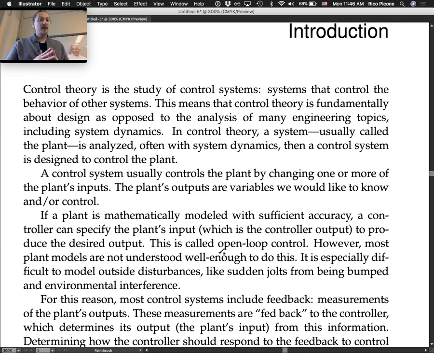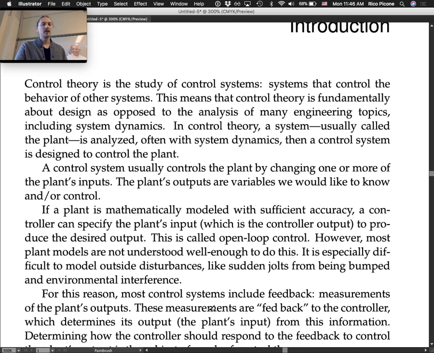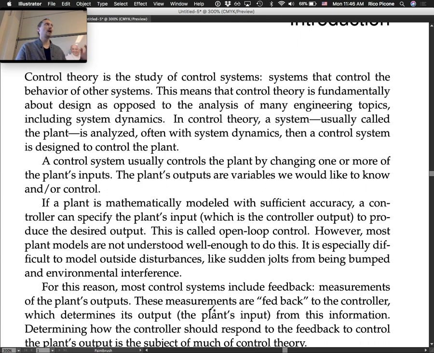If a plant is mathematically modeled with sufficient accuracy, a controller can specify the plant's input, which is the controller output, so the controller outputs into the plant, to produce the desired output. If we know the plant perfectly, we can just say that if I put in this input, I know I'm going to get this output. If you know it perfectly, then that's all you need to do. This is called open loop control.